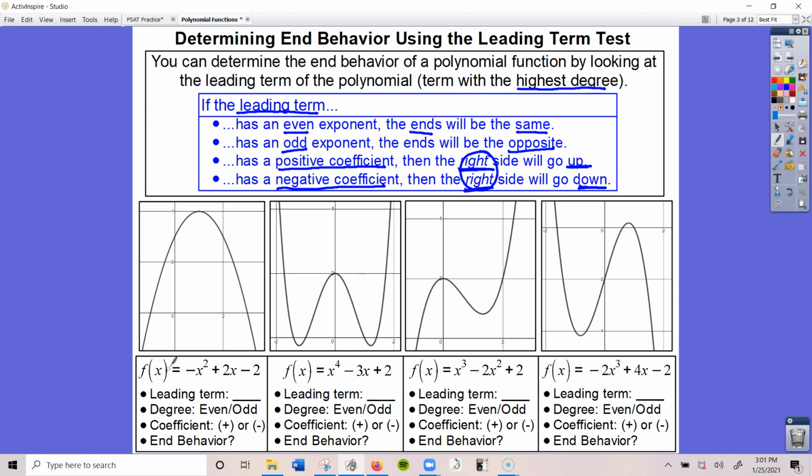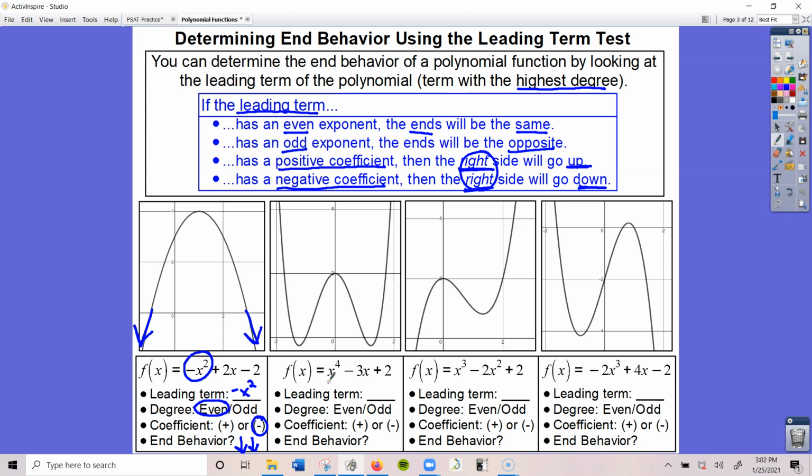direction. So here we have the example f of x is equal to negative x squared plus 2x minus 2. The leading term is the one with the highest exponent. So it would be negative x squared. In this case, the degree is an even number, and the coefficient, remember the coefficient is the number attached to the variable, which is -1, is negative. So what does that tell me? Since the coefficient is negative, that means that the right side would go down. And since the exponent is even, that means that the left side will go in the same direction, so also down. And we can see that on the graph, down and down.